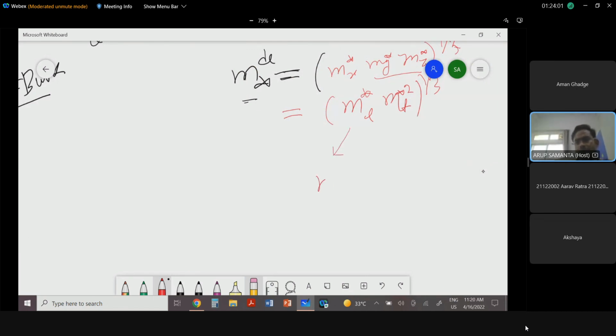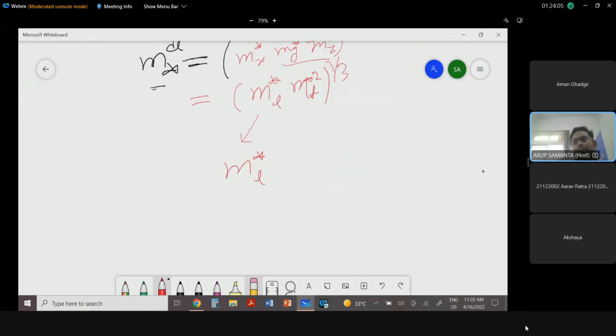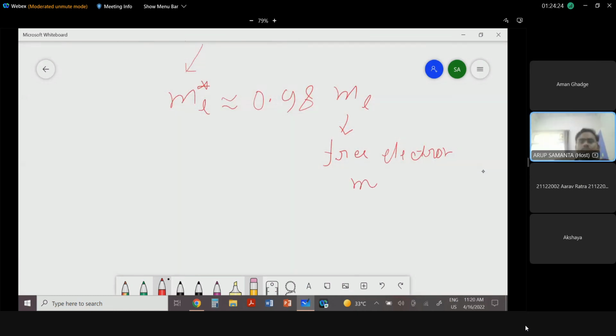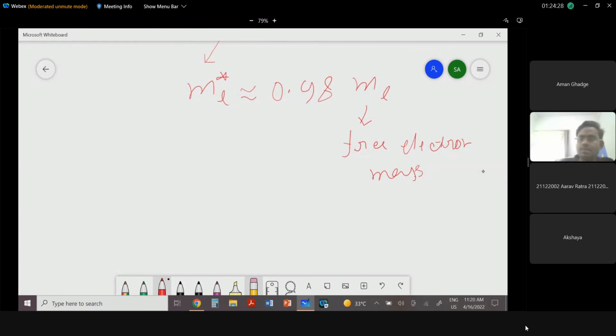If we have to calculate the density of state effective mass for silicon, the ml star, the longitudinal effective mass value, as I recall, is 0.98 times the electron mass. This m is the free electron mass. How much is the value of the free electron mass? Do you have any idea?